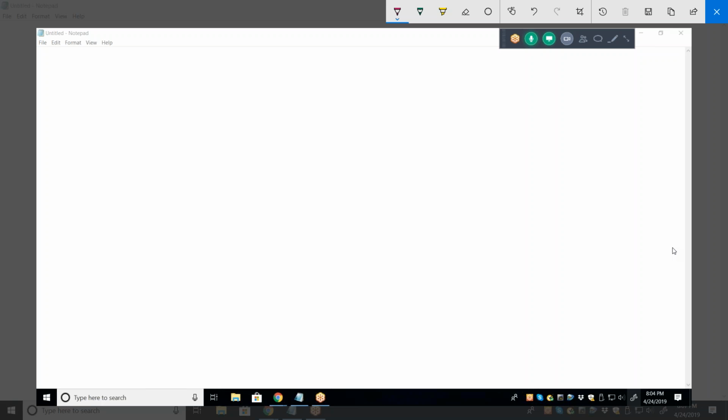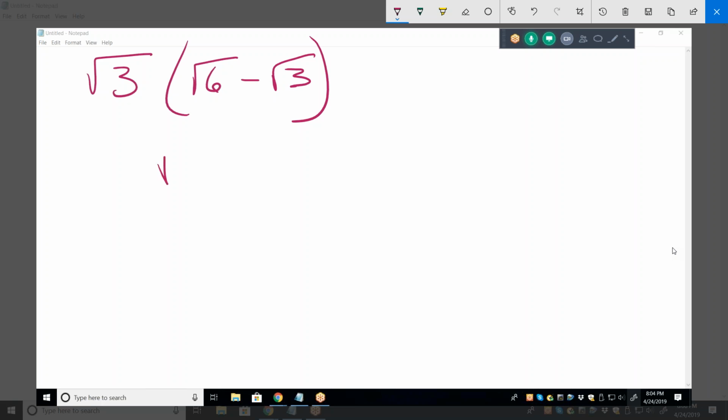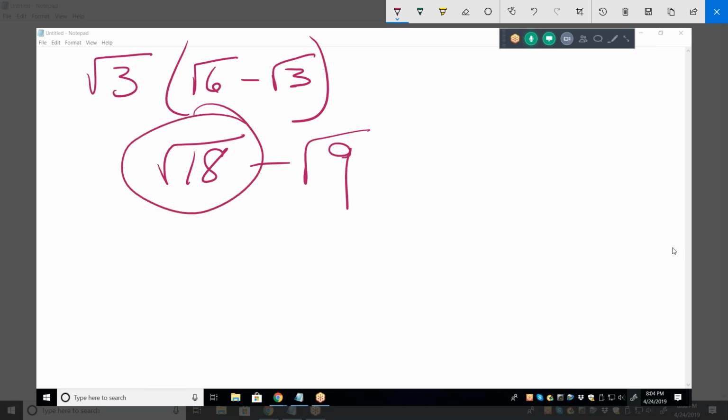Radical 3, parentheses, radical 6 minus radical 3. Okay. What's the first thing we should probably do? Distribute. Okay. What do you get? Radical 18 minus radical 9. Simplify radical 18.